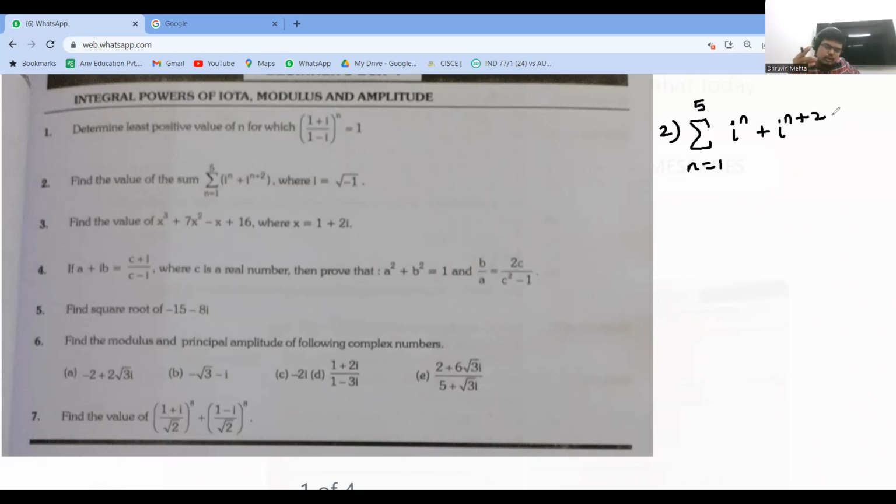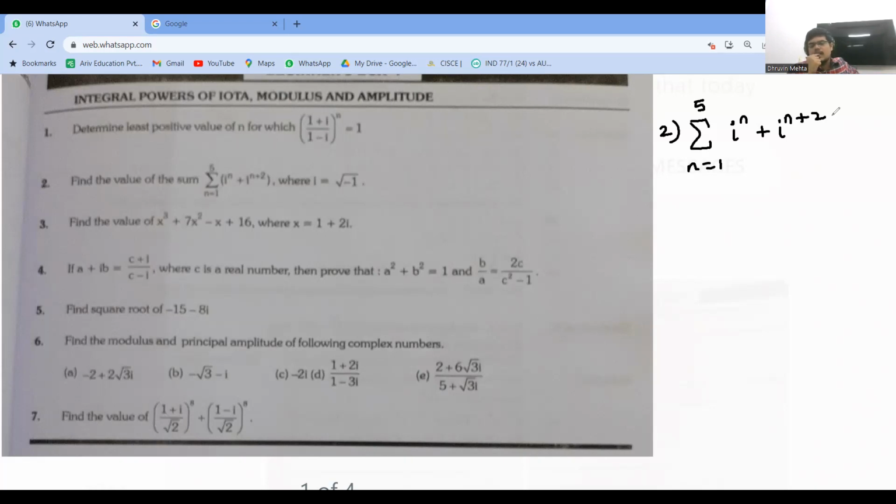This is actually very easy and can be done orally. If you do it a bit smartly, it will be done very easily orally. You don't need to substitute the value of n and then have 10 terms and solve them, you don't have to. It can be done very easily orally. Just think about this a bit.